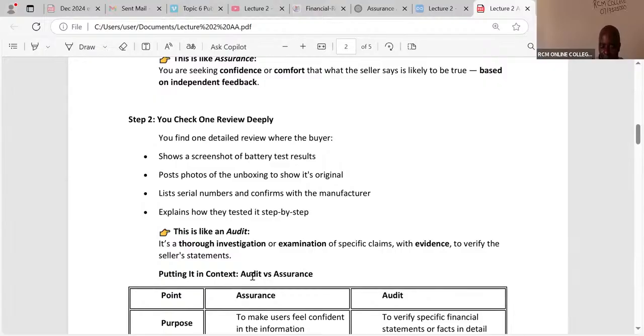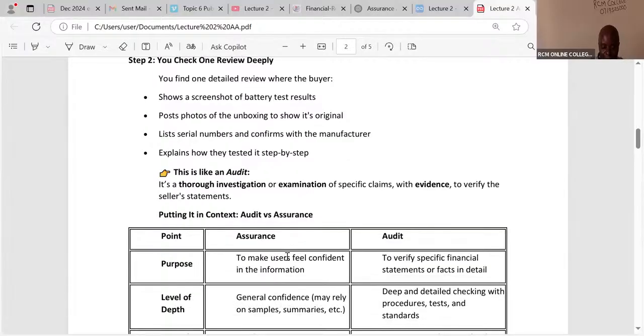Putting it in context, audit versus assurance, ladies and gentlemen. In terms of purpose, assurance is to make users feel confident in the information. For us, audit is about verification of specific financial statement items. Level of depth: assurance is normally general confidence, and may rely on sample summaries, etc. Audit is very deep and detailed, checking with procedures, tests, and standards.